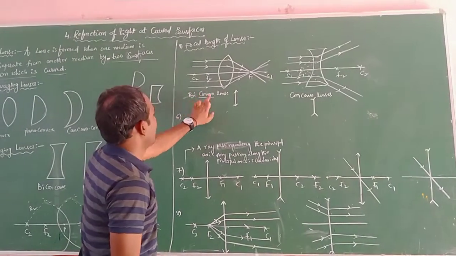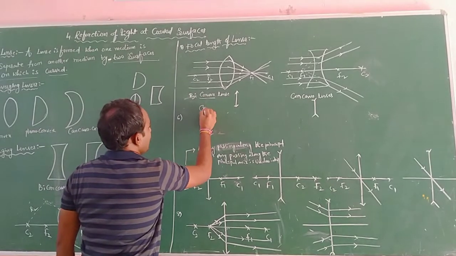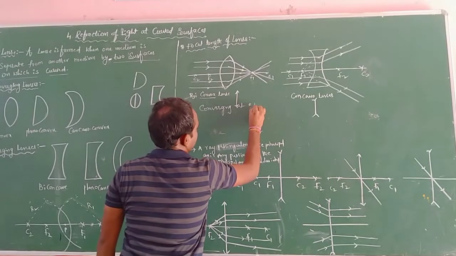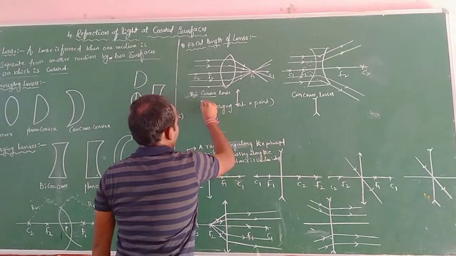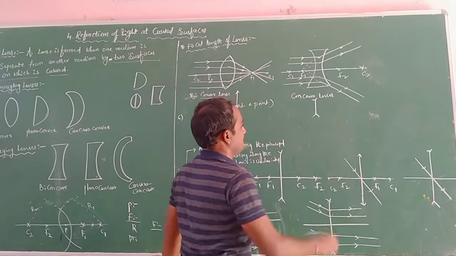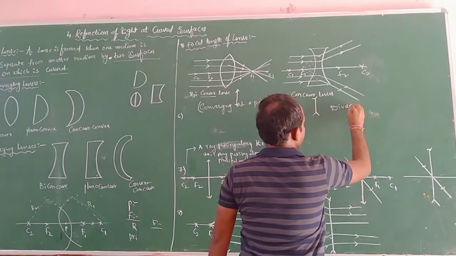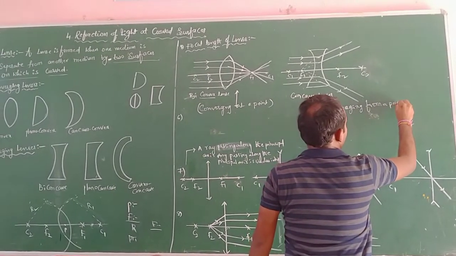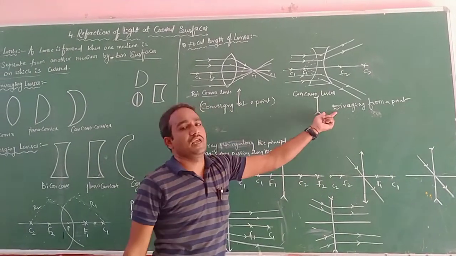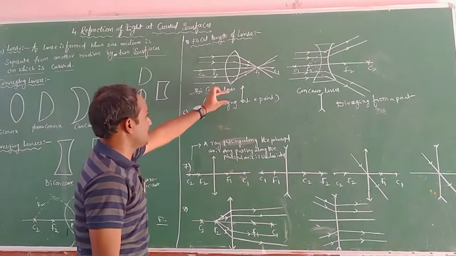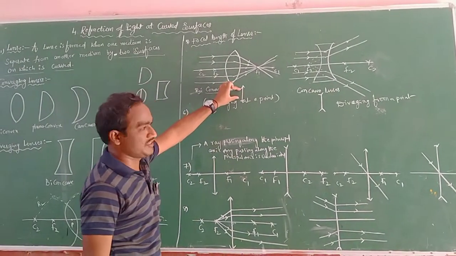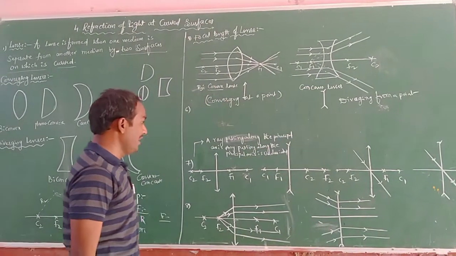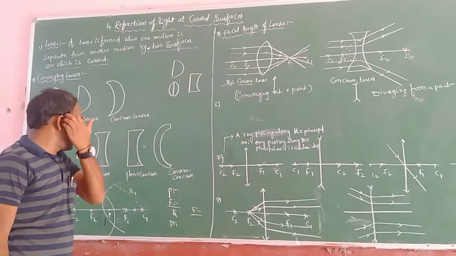So in a convex lens, what we have understood is converging at a point. And what is the property of a concave lens? Diverging from a point, or nothing but seems to be emanated. And one more thing, we always represent a biconvex lens with this symbol, and we represent a concave lens with this symbol.